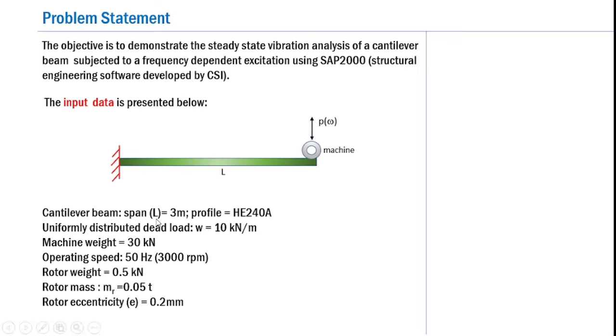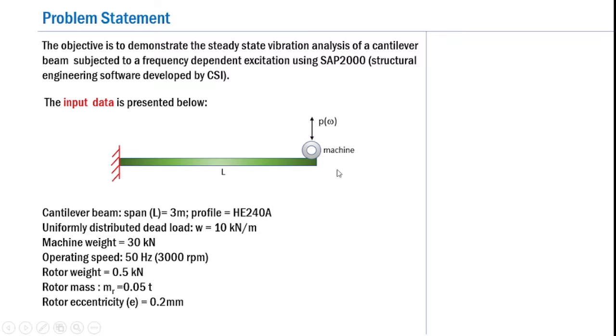So the important parameters are as follows. The span L of the cantilever is taken as 3 meters, and the profile of the cantilever beam is a European section, taken as HE240A. For the problem, we considered a uniformly distributed dead load of 10 kN per meter throughout the span of the cantilever. The total static weight of the machine is taken as 30 kN, with the operating speed taken as 50 Hz, which is equivalent to 3000 RPM.